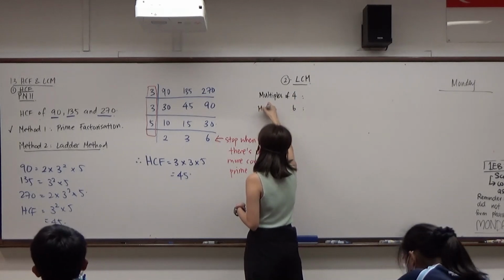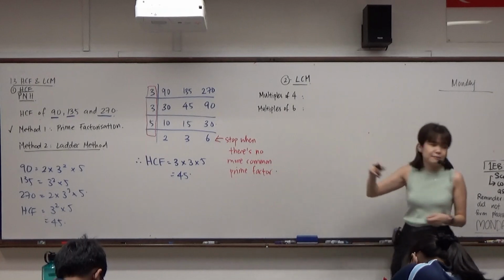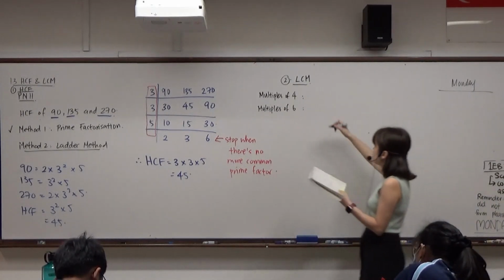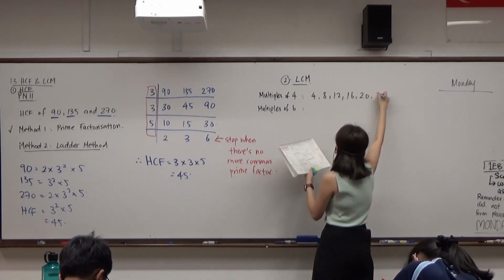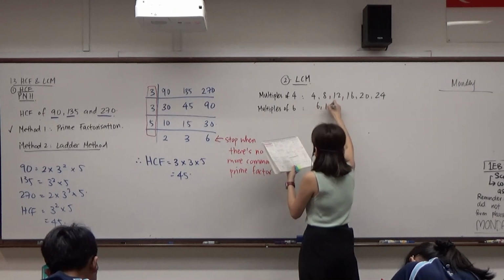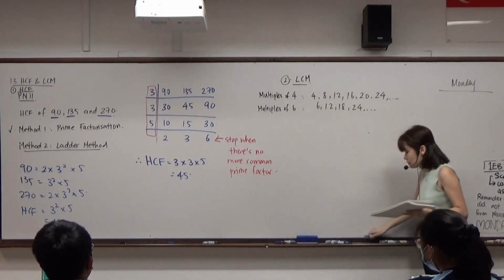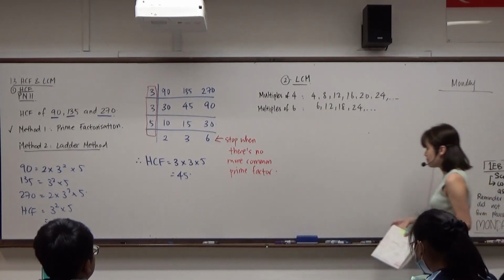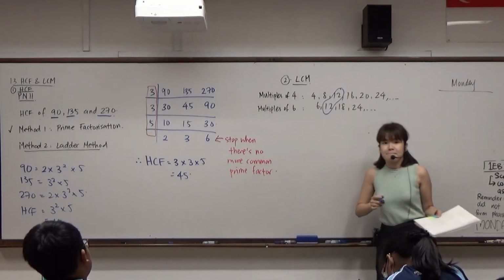Multiples of 4 and the multiples of 6. Then we list all of them out and find out whether there's any smallest common one. So we have 4, 8, 12, 16, 20, 24, and 6, 12, 18, 24, and so on. From the list itself, we will then see what is the common one and the smallest one, and that will be the number 12. Okay.